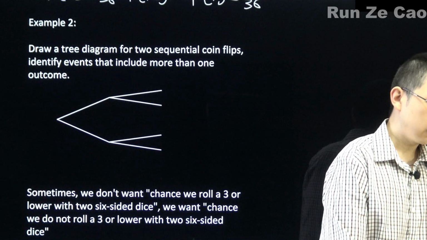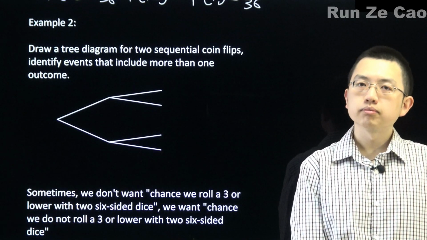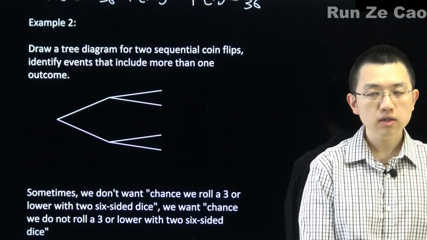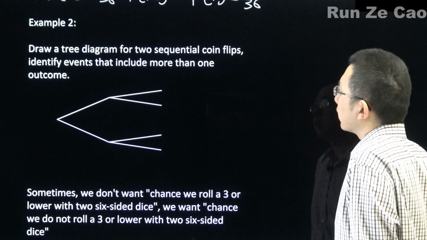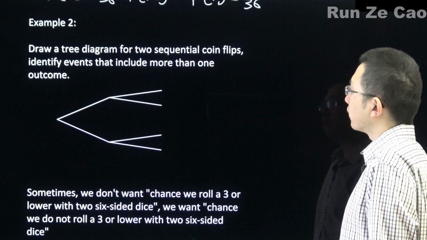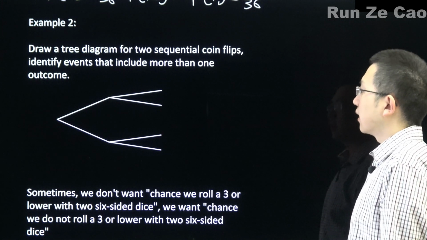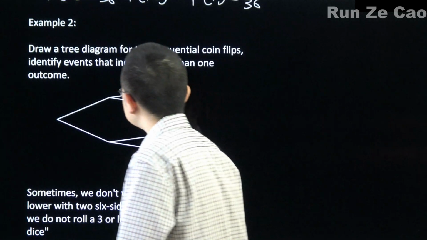But then that gets into, hey, do they overlap? Are they mutually exclusive? Which is for next section. Now let's say we have a tree diagram for 2 sequential coin flips. Identify events that include more than one outcome.